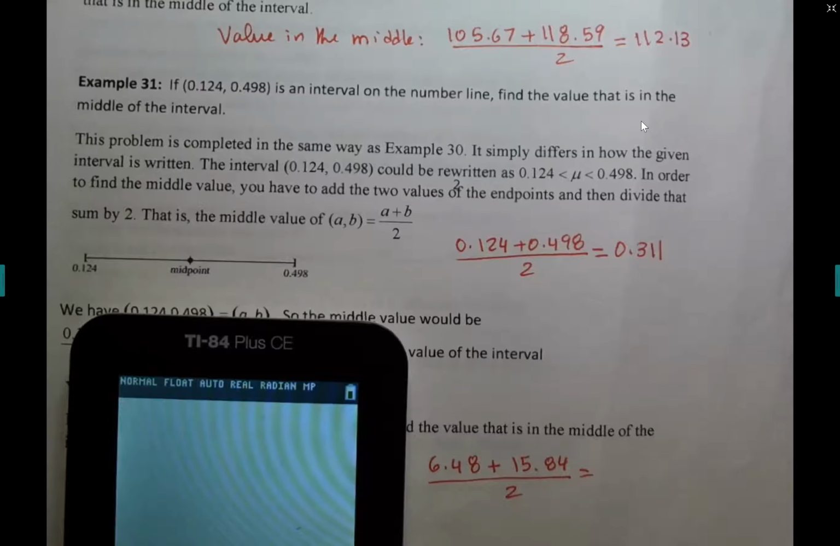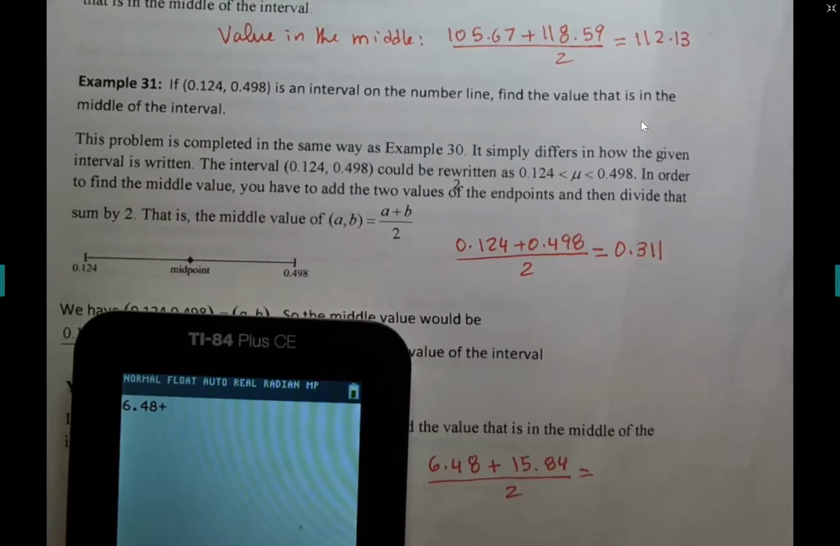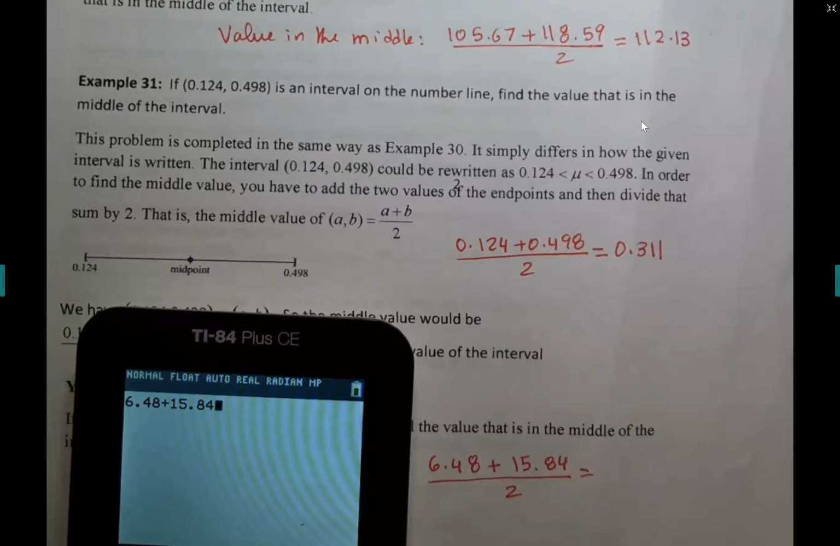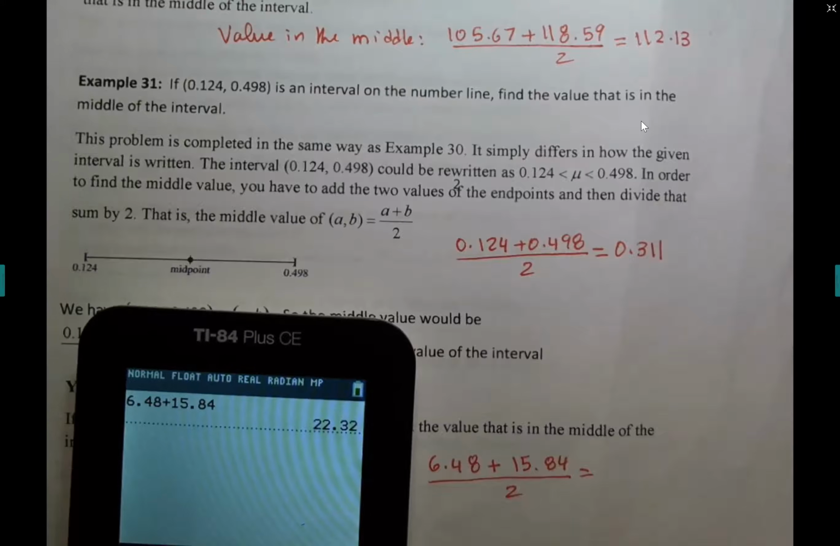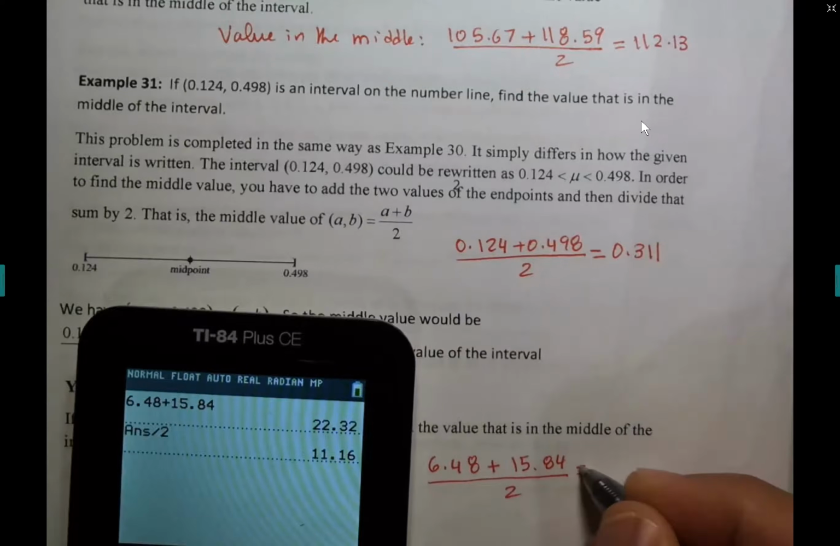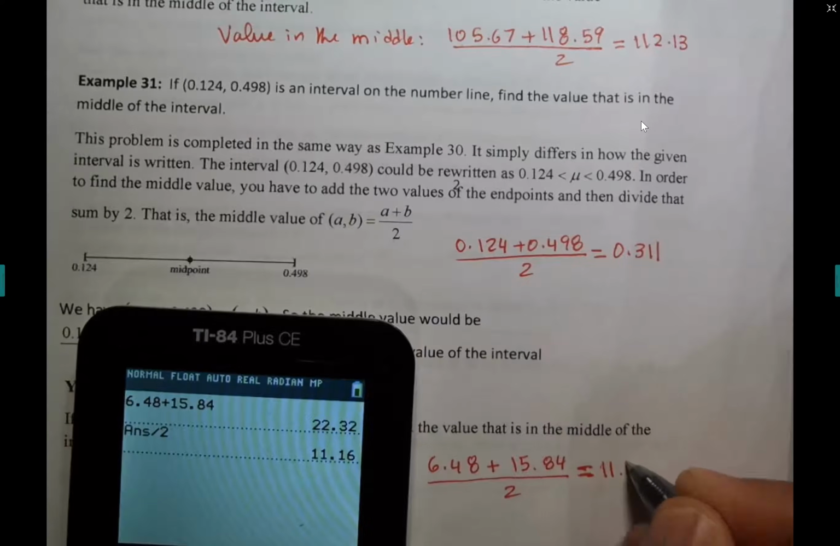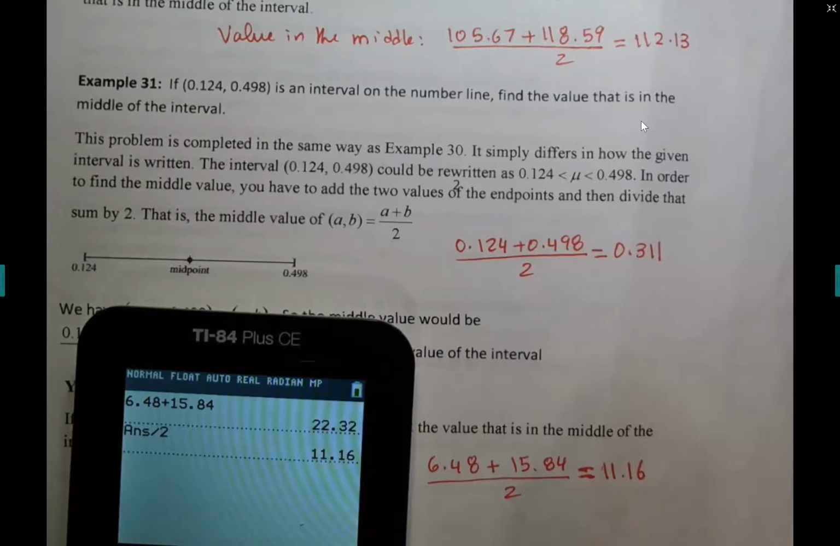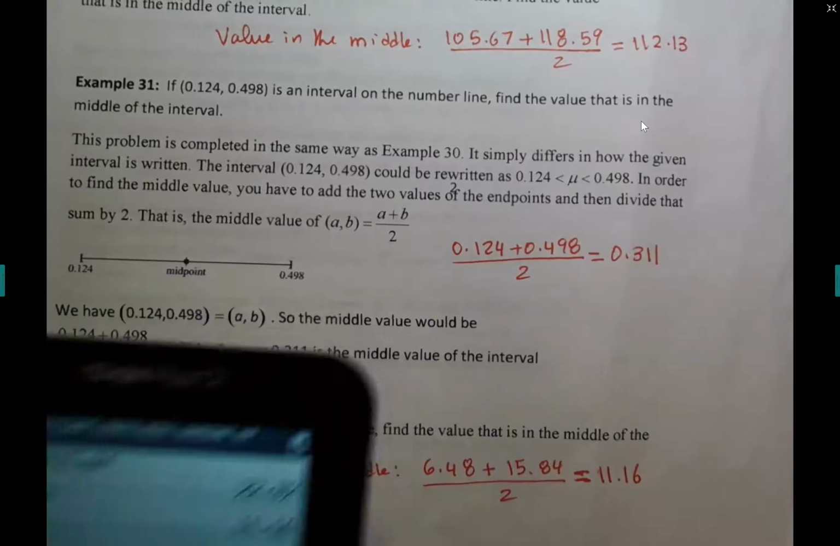So that will be, guys, 6.48 plus 15.84. You notice I didn't use parentheses here, but look what I'm going to do. I'm going to find the answer first, which is 22.32, and now divide by 2. You can do that as well. 11.16. So this is how you find the middle.